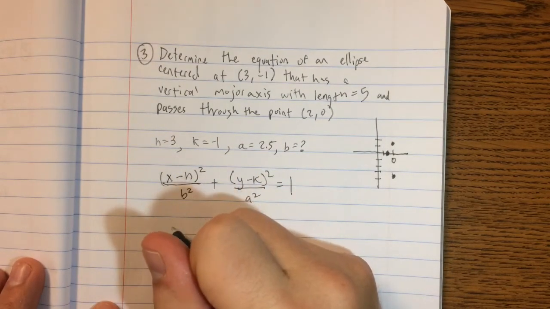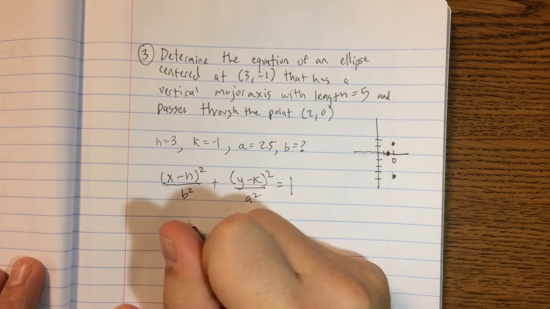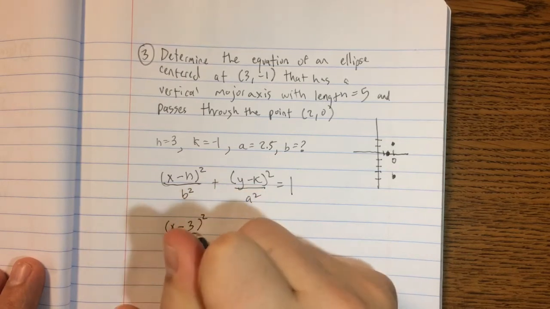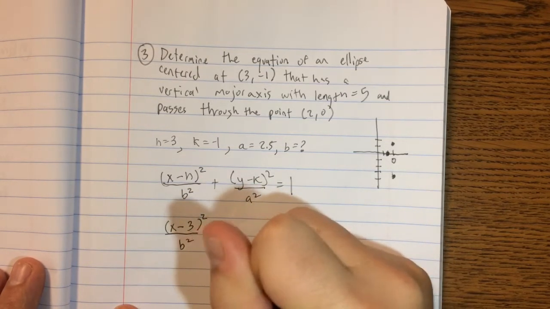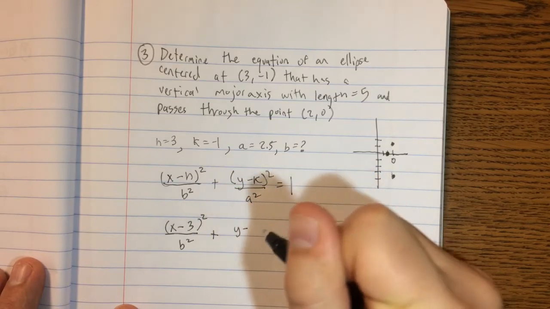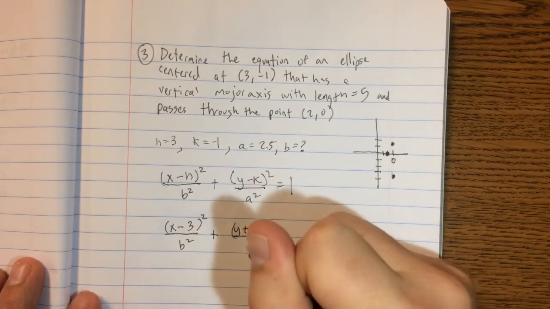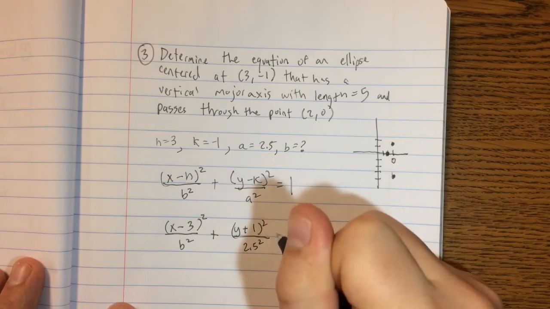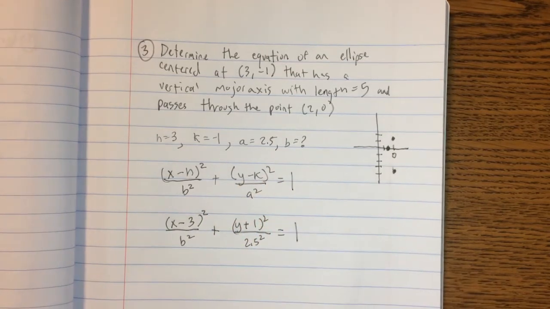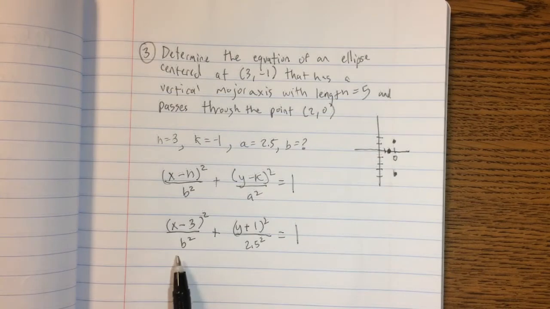All right, so (x minus 3) squared over b squared plus (y minus -1), so that'd be (y plus 1) squared, over, I'll just say 2.5 squared. I'm not even going to bother squaring that yet. Were you able to get that from the coordinates of the center?